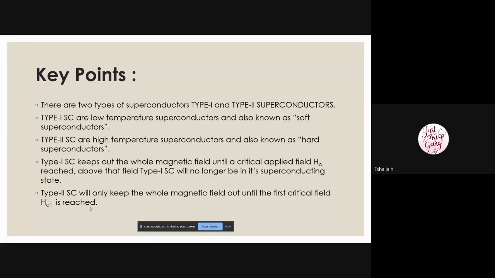Type 1 superconductors keep out the whole magnetic field until a critical applied field Hc is reached. Above that field, a type 1 superconductor will no longer be in its superconducting state. A type 2 superconductor will only keep the whole magnetic field out until the first critical field Hc1 is reached. Next slide, please.